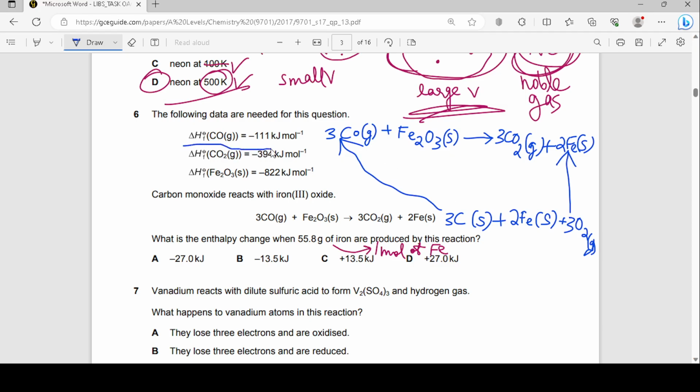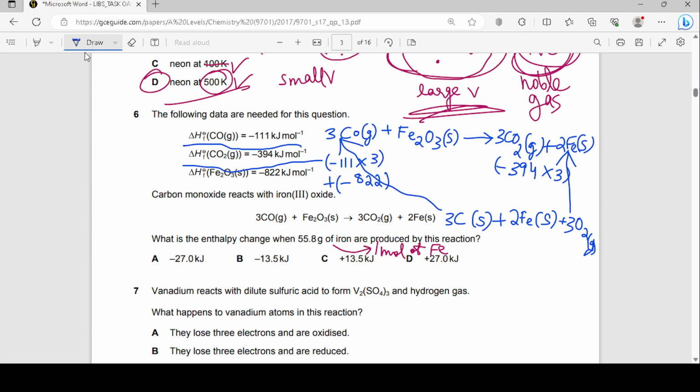I have the enthalpy change of formation of carbon monoxide as minus 111, and I have 3 moles of carbon monoxide being formed, so that will be minus 111 times 3. Then Fe2O3: the enthalpy change of formation is minus 822, and I have 1 mole of that, so negative 822. Then carbon dioxide, whose formation is minus 394, times 3 because I have 3 moles of carbon dioxide. And I started with 2Fe solid, and you can't form an element in its standard state from an element in its standard state, which basically means the enthalpy change of formation is 0.